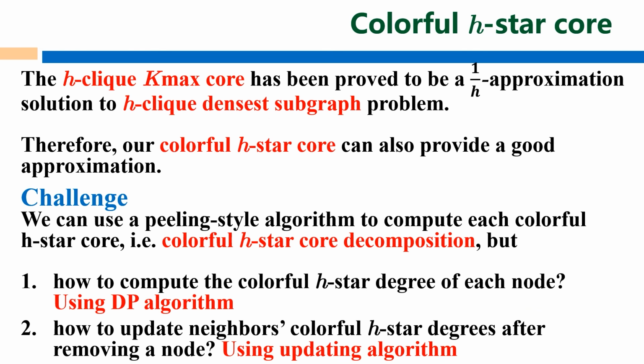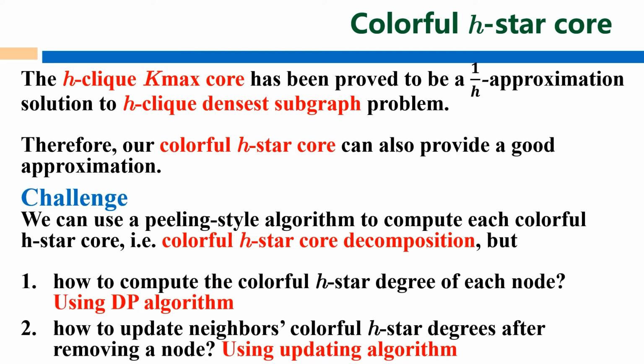For the edge clique densest subgraph problem, the edge clique K-max core has been proved to be an edge approximation solution. Therefore, our colorful edge star core can also provide a good approximation. Now, one of the questions is how to compute colorful edge star core decomposition.